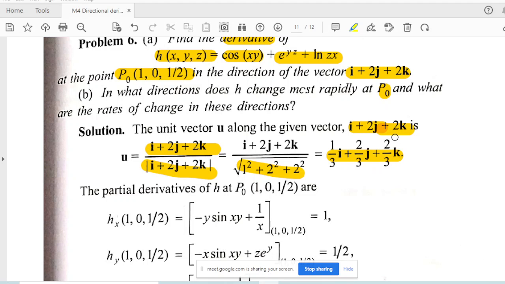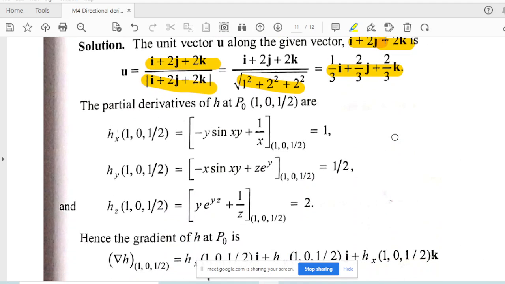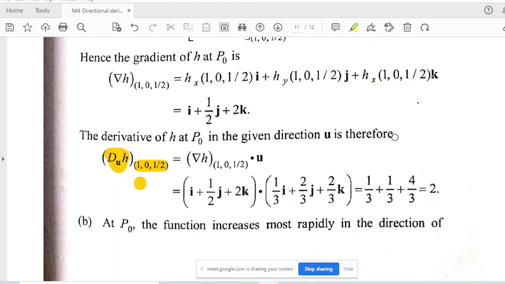Now what do we have to find next? We got the unit vector. Now the directional derivative in the direction of the unit vector u cap. Okay, everything given in bold here is a unit vector. So according to our formula, it is del h at (1, 0, 1/2) dot u. So we have to find del h at the point (1, 0, 1/2) dot u. We already know u, we have already found it.